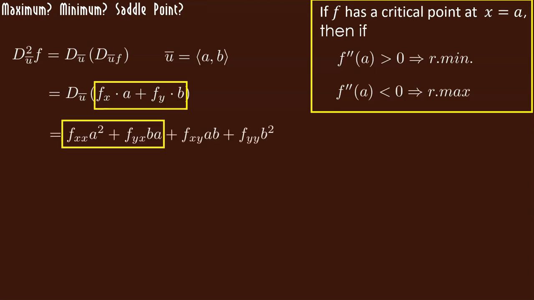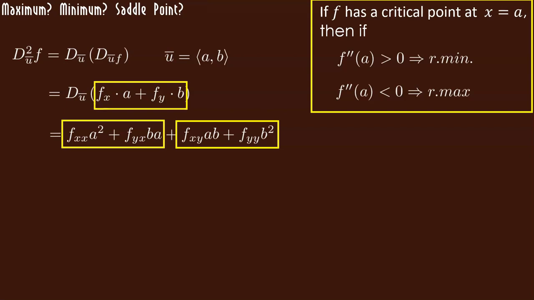Now let's look at this. When I take the partial of f sub x times a, I get f sub xx, and when I multiply it by a, I get a squared. When I take the partial of f sub y with respect to x, I get f sub yx, and I multiply it by b, so now I have ba. Now look at these other two terms. These come from when I take the partial with respect to y. When I take the partial with respect to y of f sub x, I get f sub xy. I multiply it by b, so now I have ab. And finally, when I take the partial of f sub y with respect to y again, I get f sub yy. I multiply it by another b, so I get b squared.